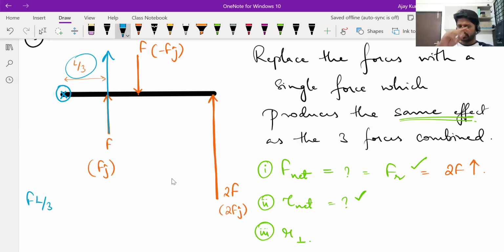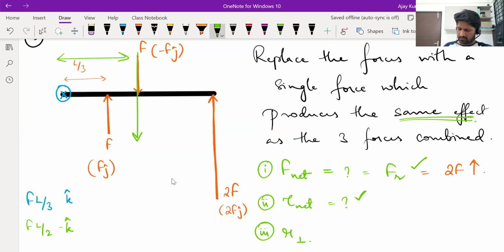FL by 3. And the way it is acting, it produces anti-clockwise torque. Anti-clockwise is out of your screen, you can represent it with K cap. Next, the force which is acting in the negative y direction, its line of action is at a distance of L by 2 from the axis. So it produces a torque of FL by 2. And the way it is going to rotate the rod is clockwise. Clockwise is into your screen, so minus K cap.